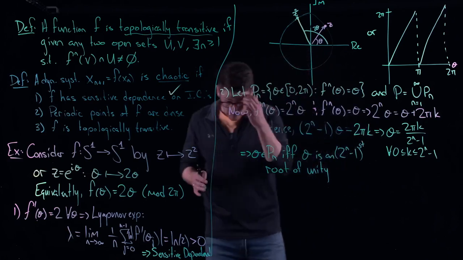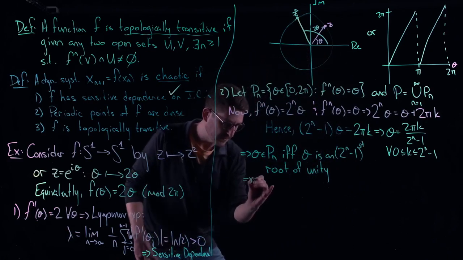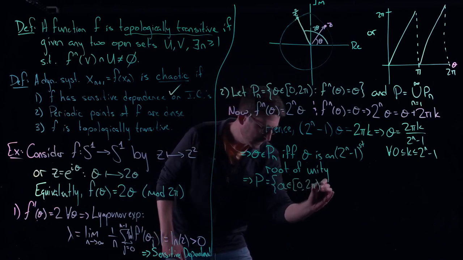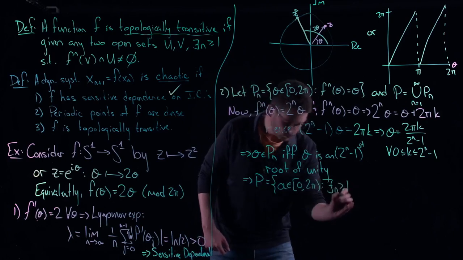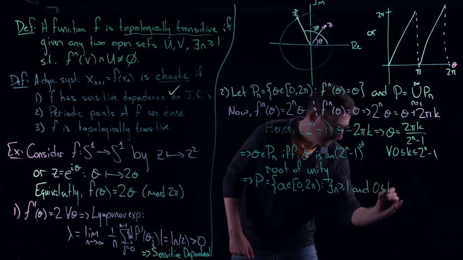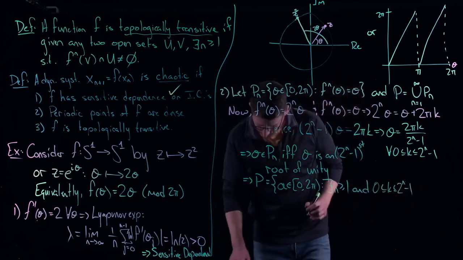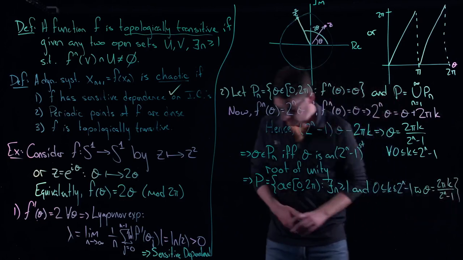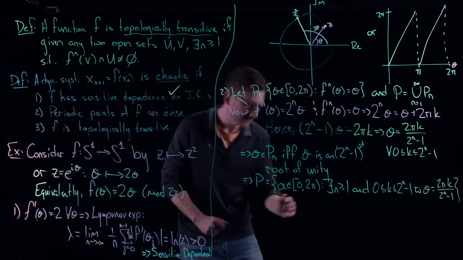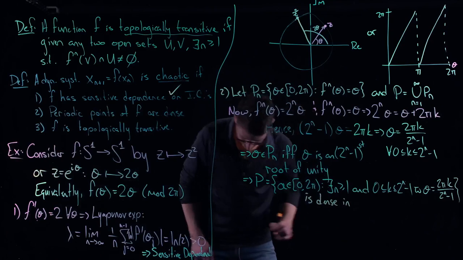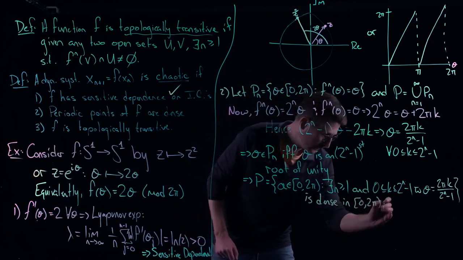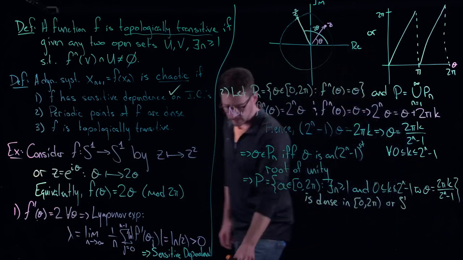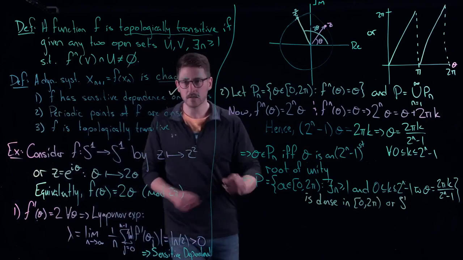And so I'm not going to actually prove it, but I'm going to tell you that basically this tells you that the set P is just all of the thetas in 0 to 2 pi such that there exists an n greater than or equal to 1, and a k between 0 and 2^n minus 1 with theta equal to 2 pi k over (2^n minus 1). Which, again, I'm going to tell you without proof, is dense in 0 to 2 pi, or S1, however you want to think about it. Okay, so I didn't fill out the entire proof here, but I think that you can probably believe me. I hope that you don't think that I'm just trying to trick you. Okay, so that's good. That's 2.